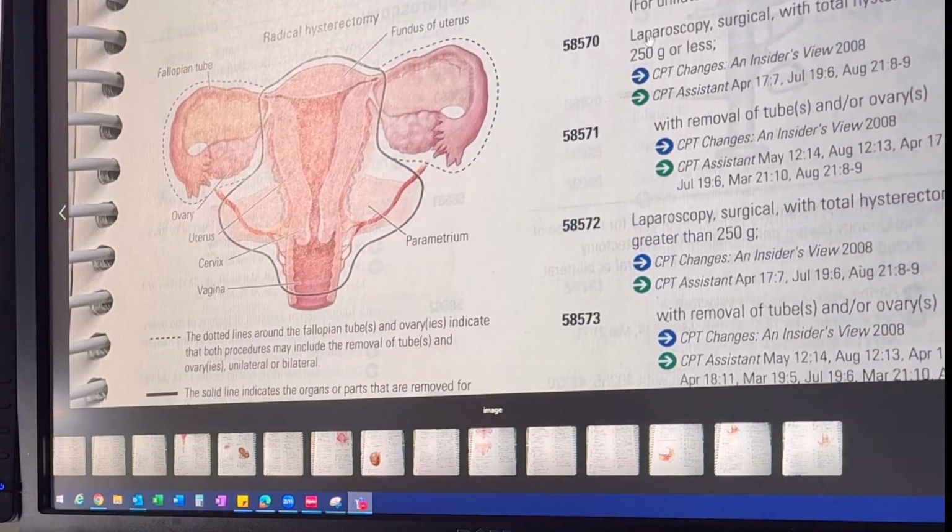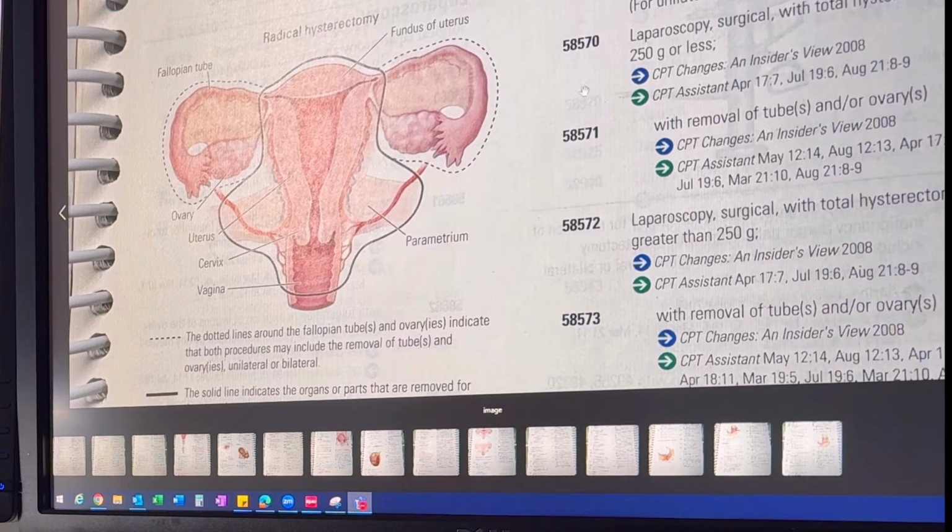Okay, so laparoscopy surgical with total hysterectomy for uterus 250 grams or less, and then with removal of tubes and/or ovaries. So if they took the tubes only, you're billing this code. If they took the ovaries only, you're billing this code. If they took both the tubes and the ovaries, you are still billing this code. And this is for 250 grams or less.